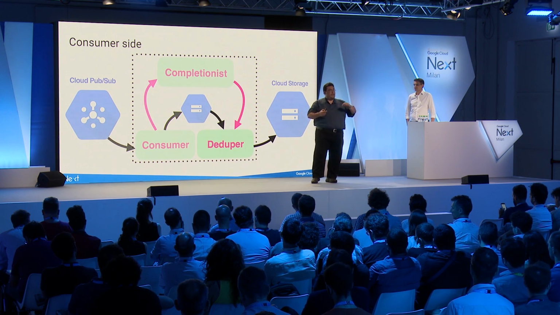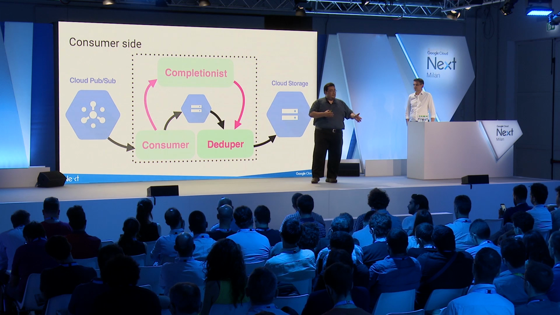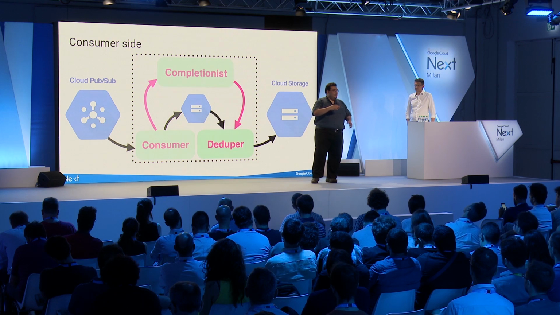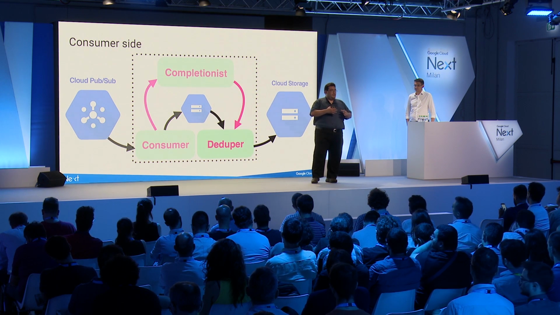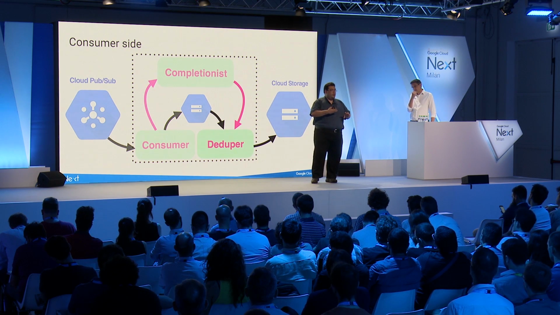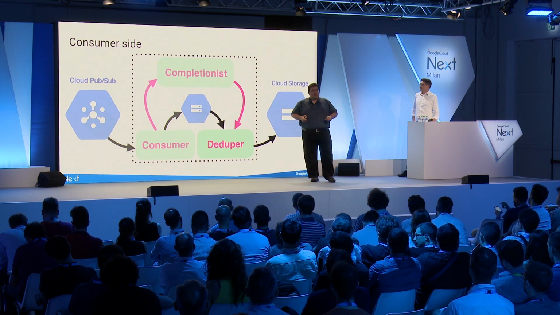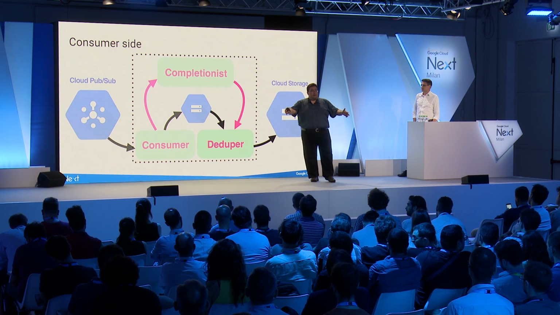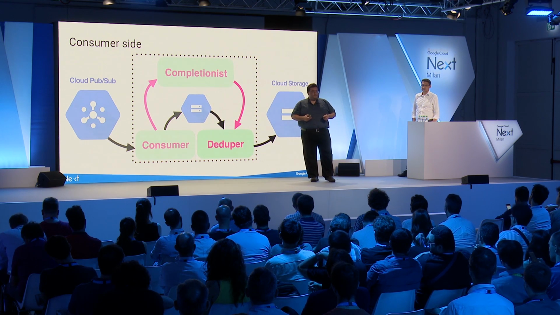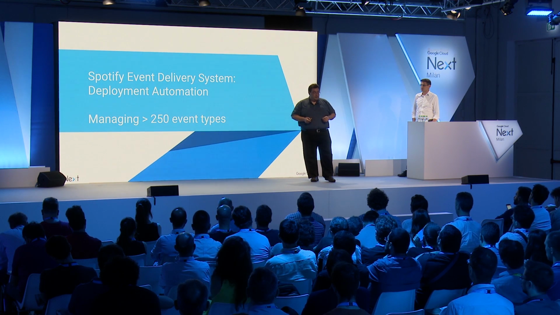Then the deduper first asks the completionist, is this hour complete? If it is, it returns a list of files from the intermediate storage. This is the list of files I need to read and deduplicate. After this initialization, the deduper job is just a MapReduce that runs the deduplication. This is written in Apache Crunch. We spawn a Dataproc cluster just to run that job, and when it finishes, we tear down that Dataproc cluster. And yes, we make the result available on Google Cloud Storage.